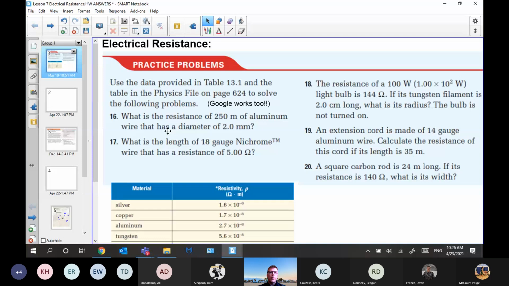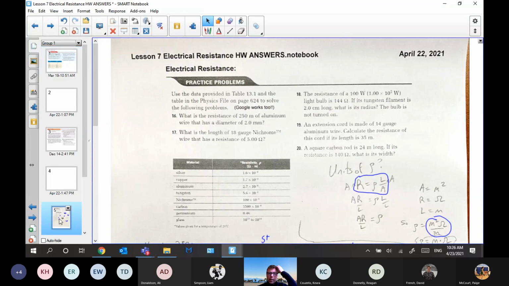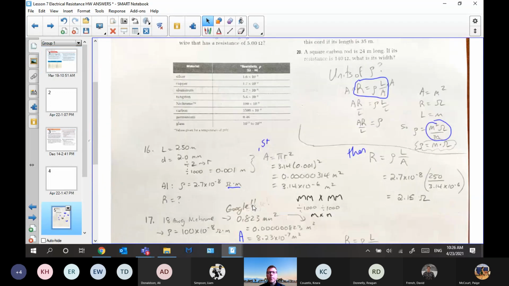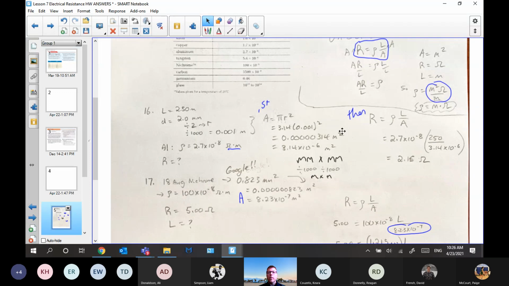So the wires are always drawn into like a cylinder, right? Drawn out. So it'd be a circle by definition, really. And so yeah, area equals pi r squared to get the area of a circle. Had to get radius first by dividing. Had to convert to meters, calculate area, plug it in.